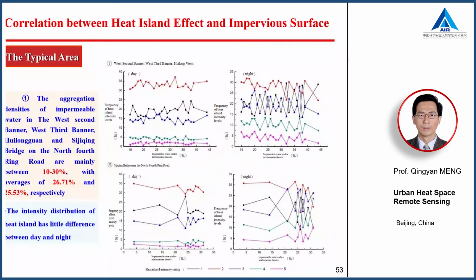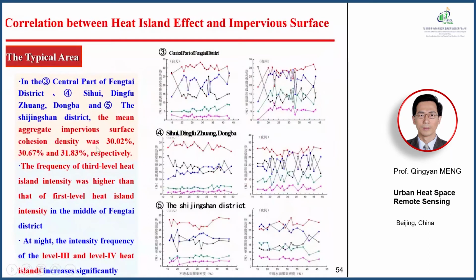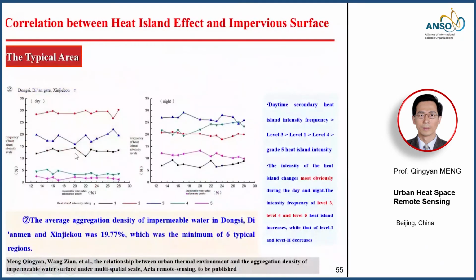So we study the six areas. For example, this is some one area, and you can see here the coherent density of the impervious surface in the west second ring, the west third ring area, the Huilongguan and Sijiqing Bridge area, on the north fourth ring, the roads are mainly between 10 to 30, with averages of 26% and 25% respectively. And also we can study the other areas and find some characteristics. Okay, this is some change, and also the other changes.